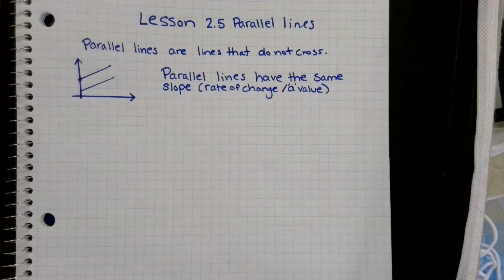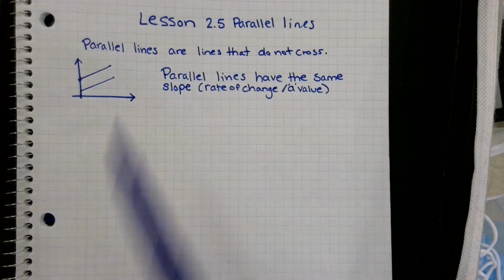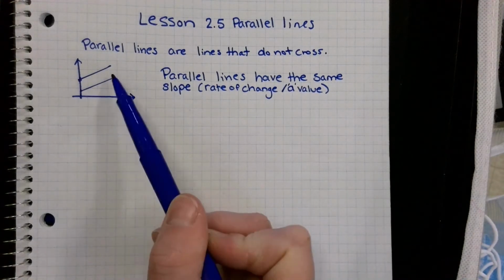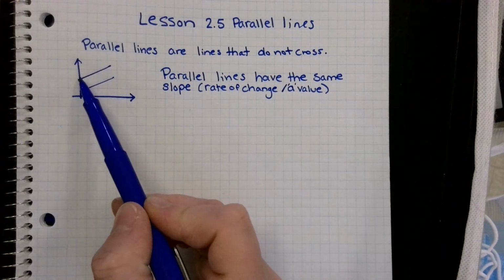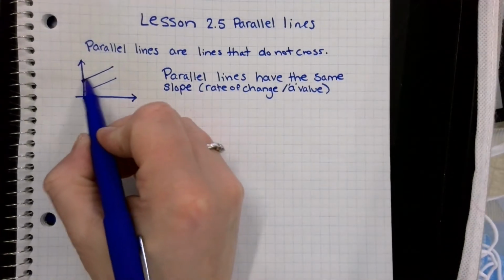So parallel lines have the same a value or rate of change, slope. So that's your y2 minus y1 over x2 minus x1. They're the same because if you actually look at the slope, it's not changing. The steepness of the lines doesn't change. It's the exact same. So you have your two lines here.